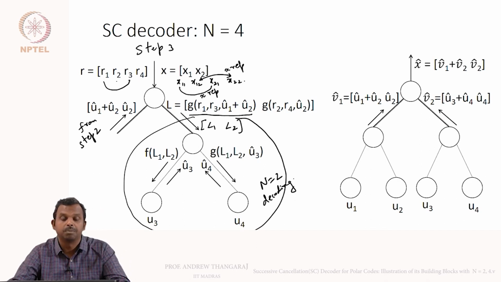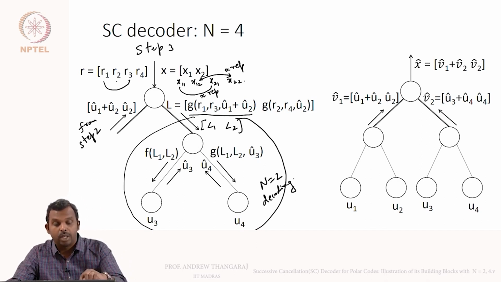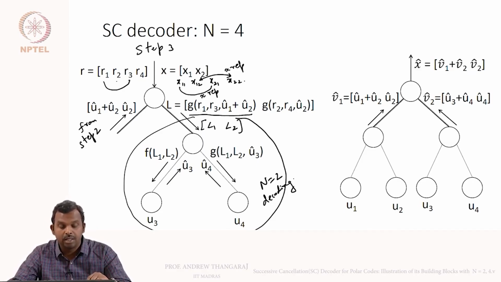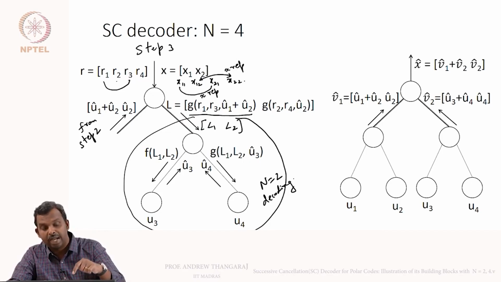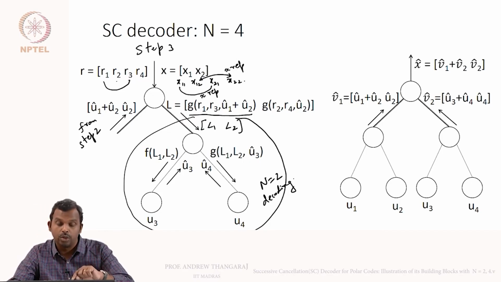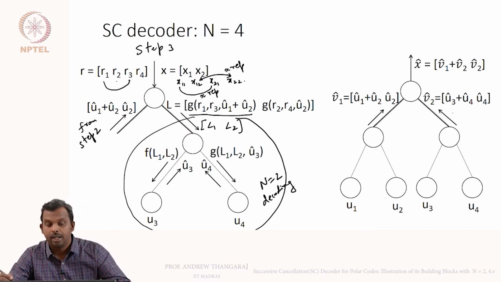And that's what I'm doing here. f of L1, L2 goes down below to the left child, u3 hat is a decision that comes back up, g of L1, L2, u3 hat goes down to the right child, u4 hat is the decision that comes up. That's n equals 2 decoding. And once u3 hat, u4 hat have come back up to this node, it sends back v2 hat, which is u3 hat plus u4 hat, and then v1 hat was anyway there, u1 hat plus u2 hat, and then you can find x hat, which is v1 hat plus v2 hat.